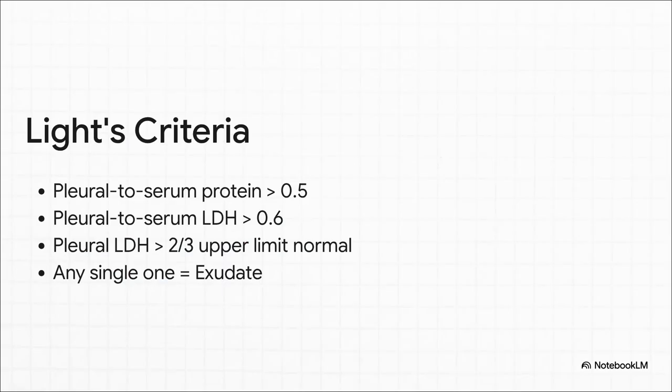To confidently make this distinction, we rely on the gold standard, Light's criteria. It's a simple 3-part rule. Number 1, is the pleural to serum protein ratio greater than 0.5?